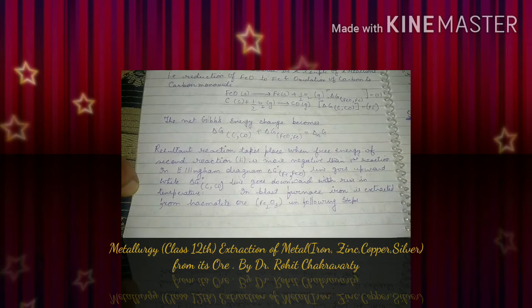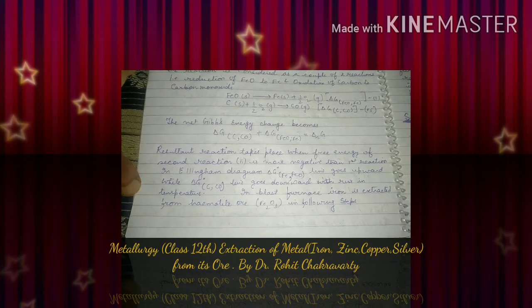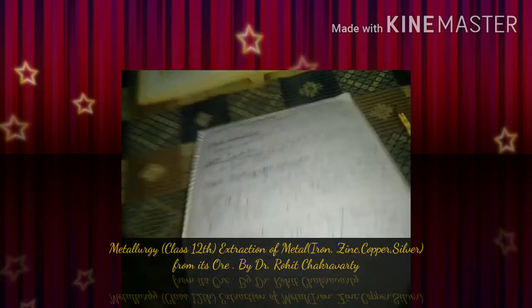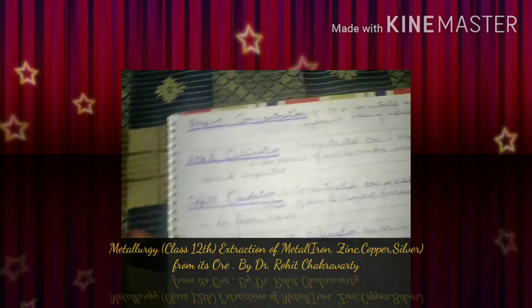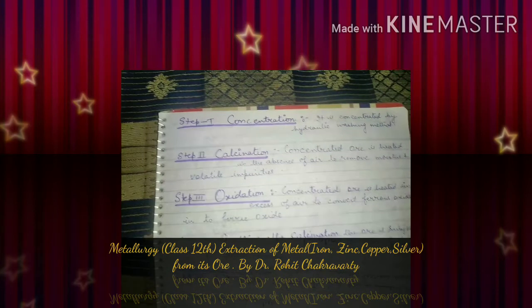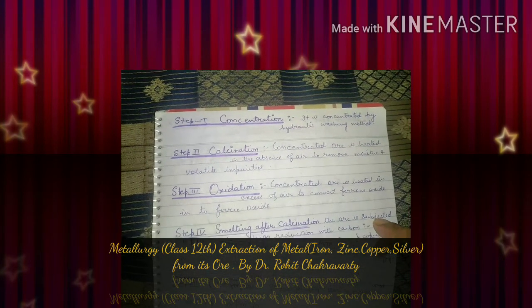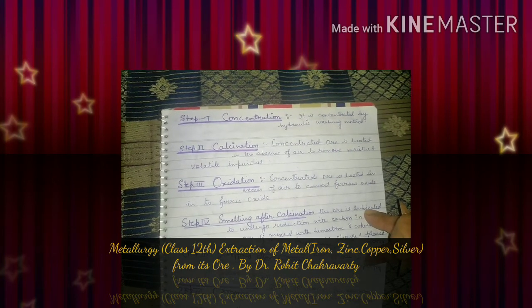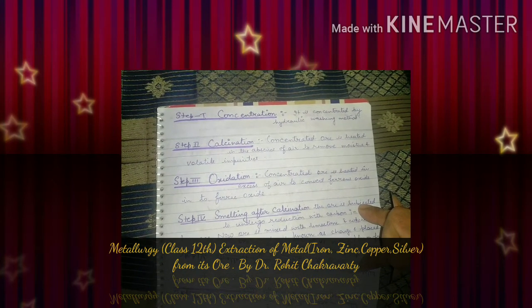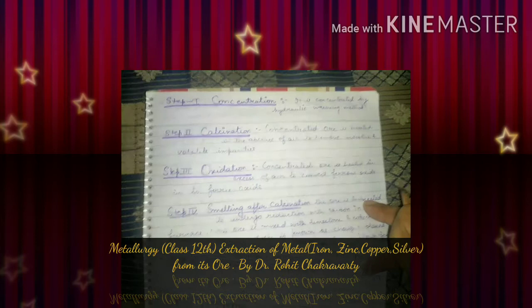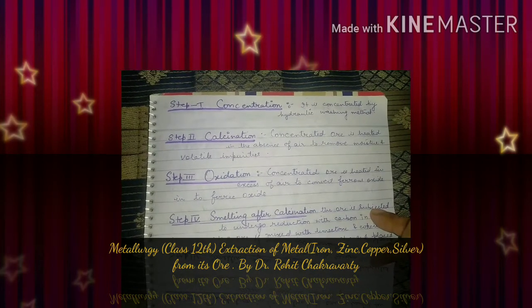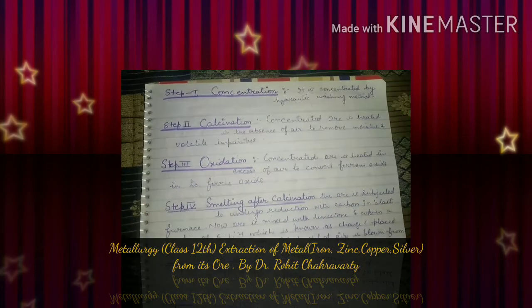So in the blast furnace, iron is extracted from the hematite ore in the following steps. So these are the steps which we are going to study about. First one is your concentration. It is concentrated by the hydraulic washing method. Second one is your calcination. So in calcination, concentrated ore is heated in the absence of air to remove the moisture and volatile impurity.